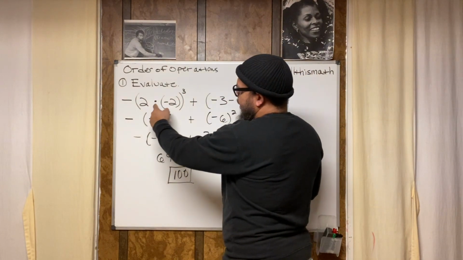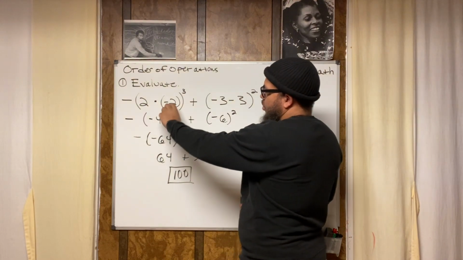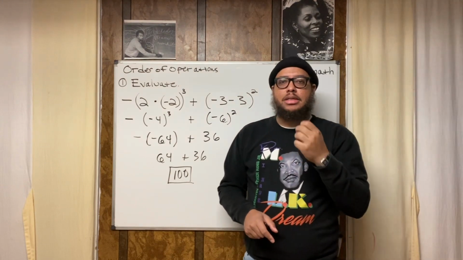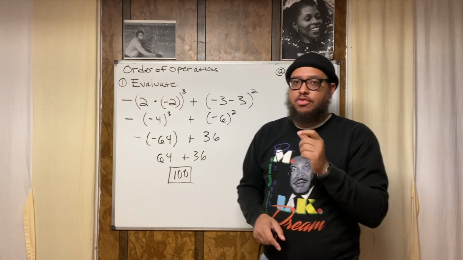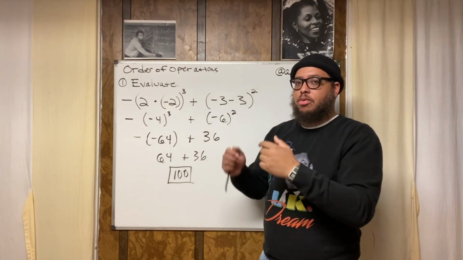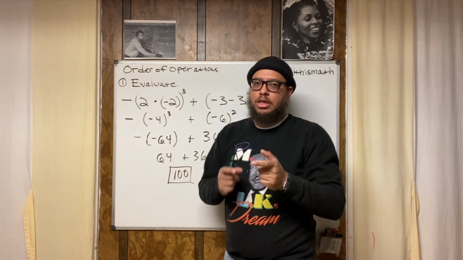Sometimes you'll see a number like this with a dot. They need to put this dot here. They could have just written the two next to the parentheses around the negative two. That would have also symbolized multiplication. So don't confuse that situation where parentheses just mean multiplication with parentheses as a grouping symbol. So those are the two main things you got to look out for when you're dealing with order of operations.